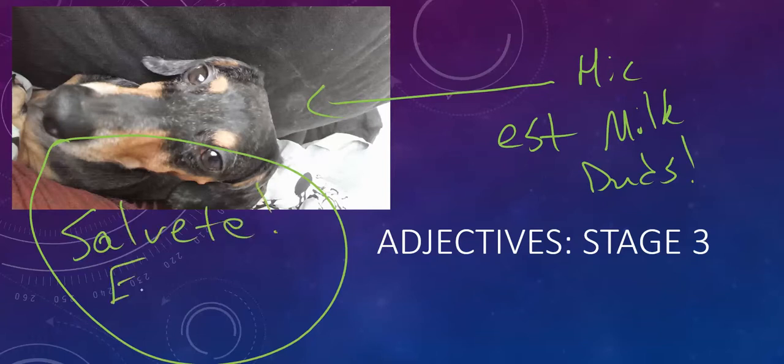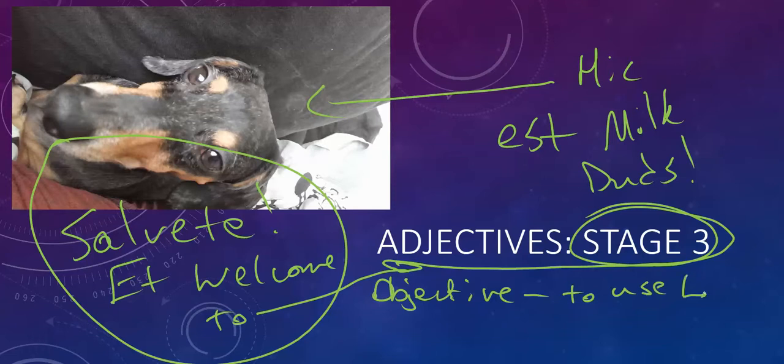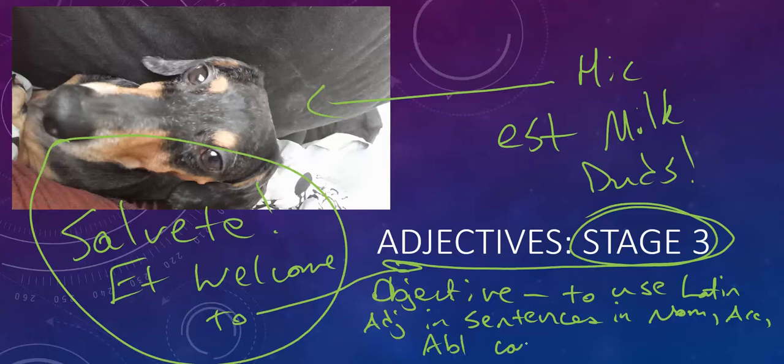Salvete et welcome to Adjectives for Stage 3. Our objective is going to be to use Latin adjectives in sentences in the nominative, accusative, and ablative cases. So let's get started.